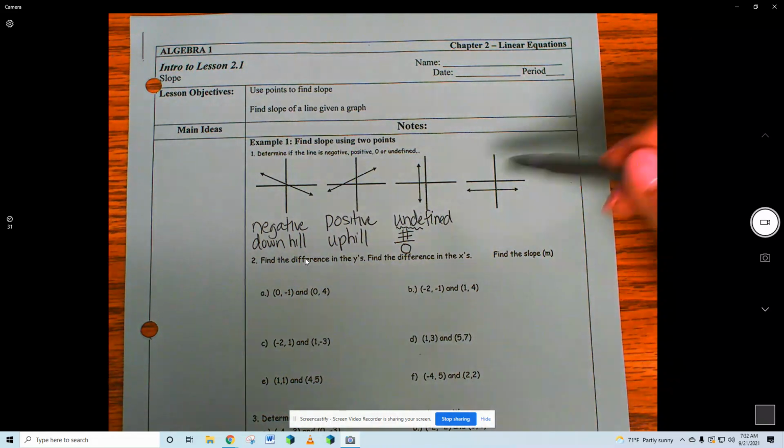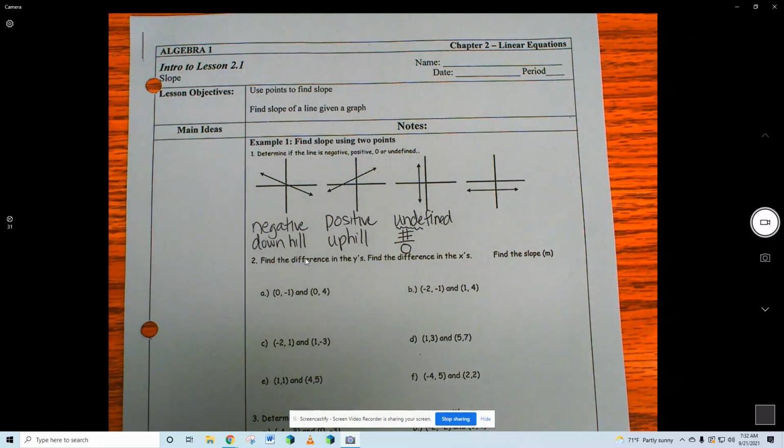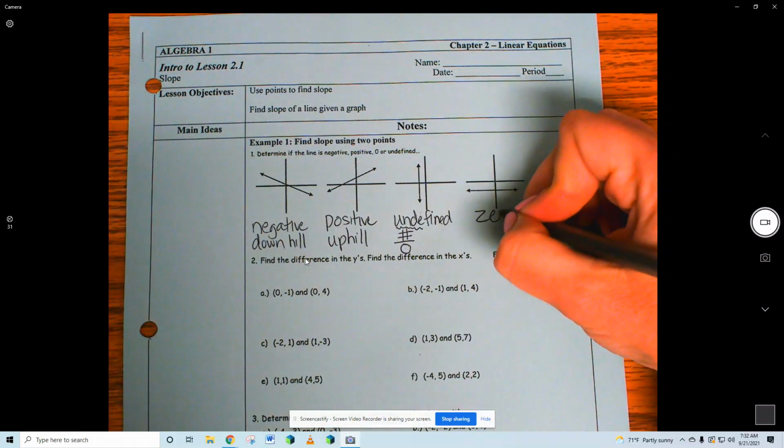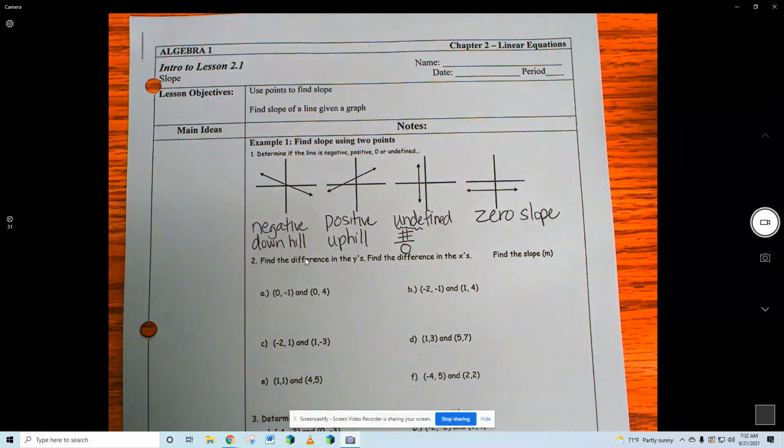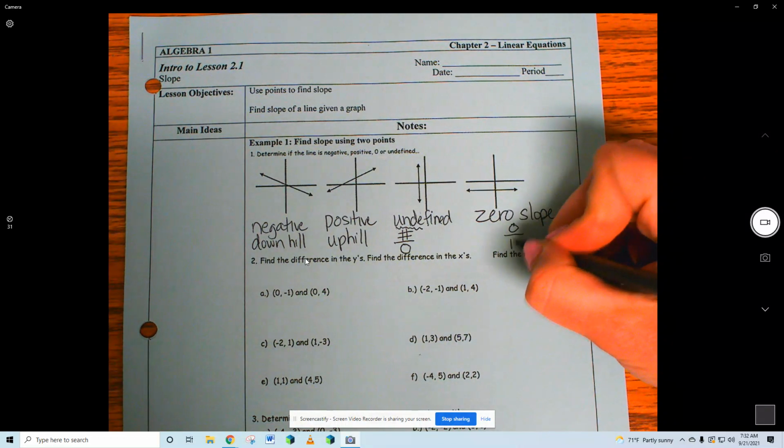Last one, flat, super flat, slope. 0 slope. And a 0 slope means that there would be a 0 in the numerator and a number in the denominator.